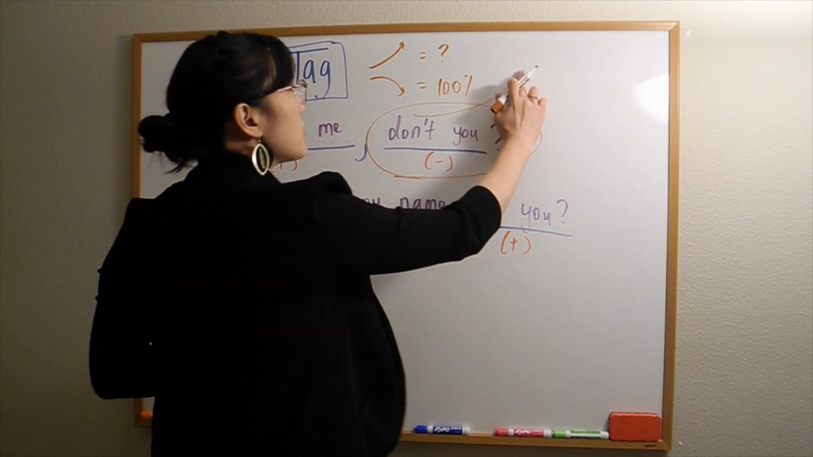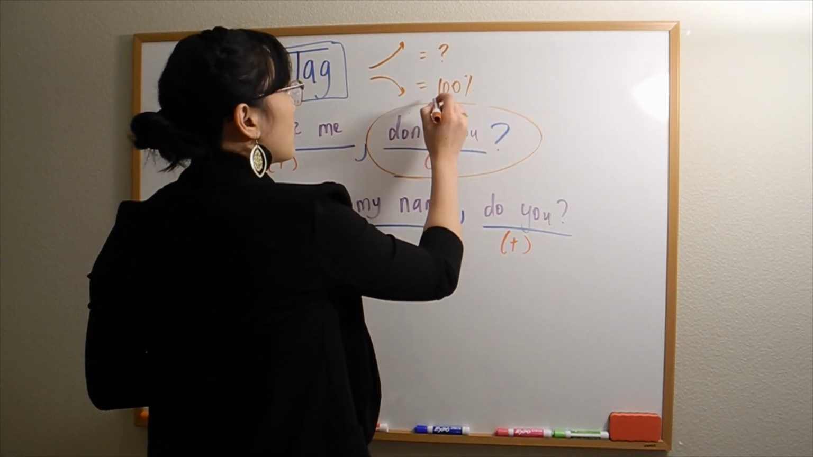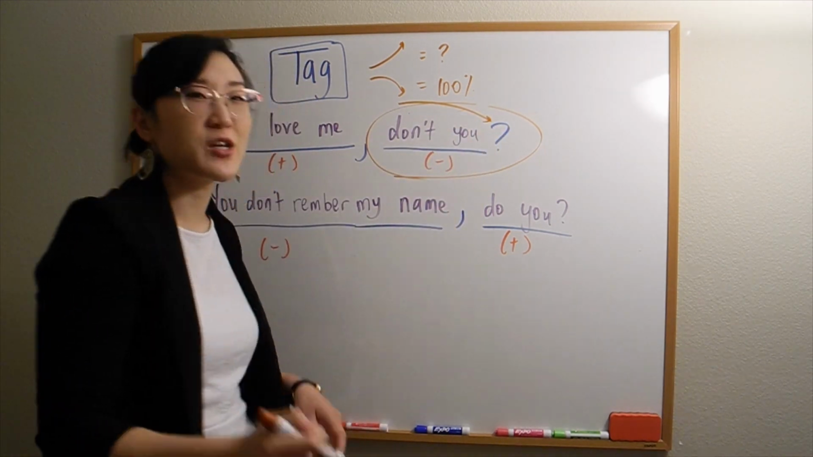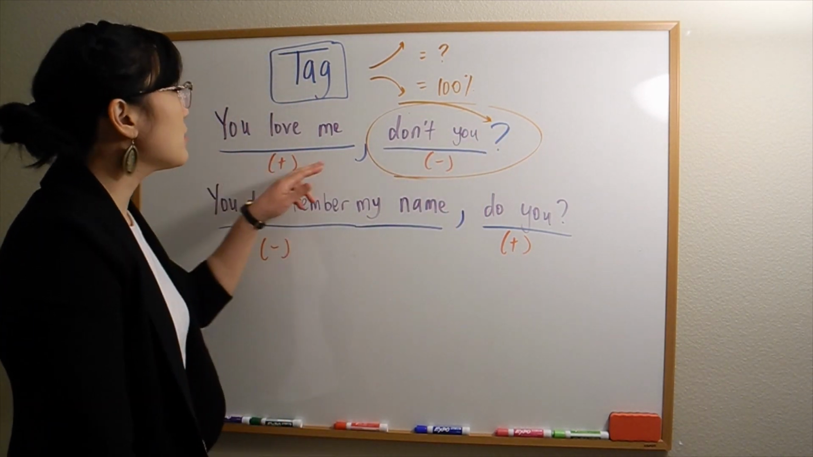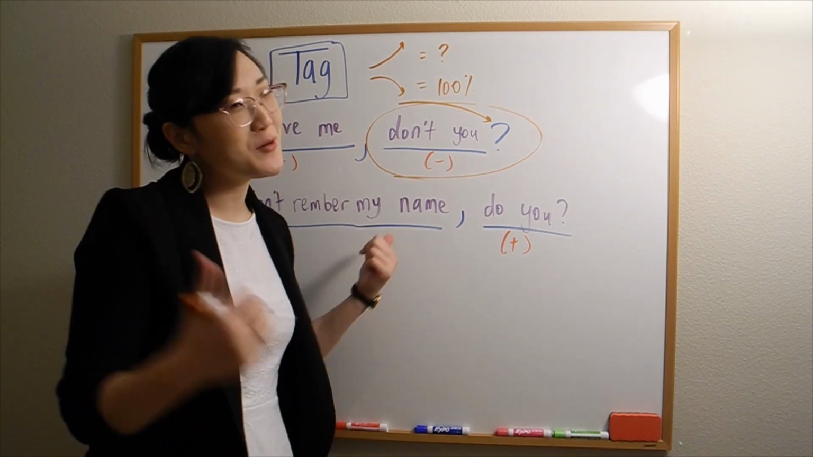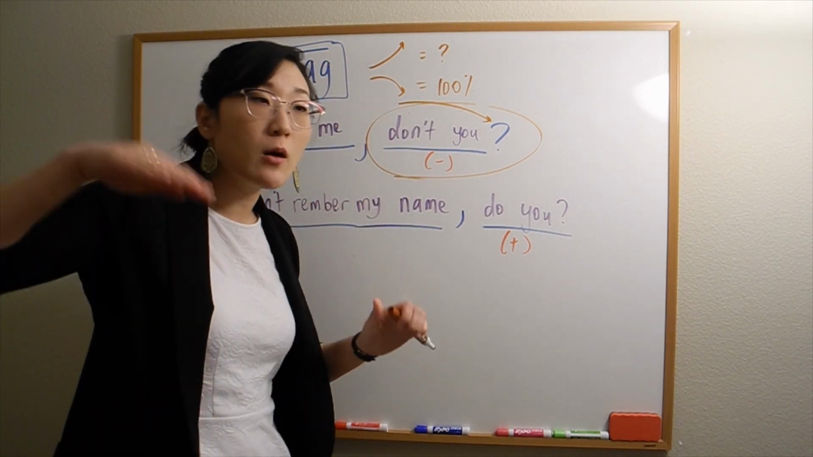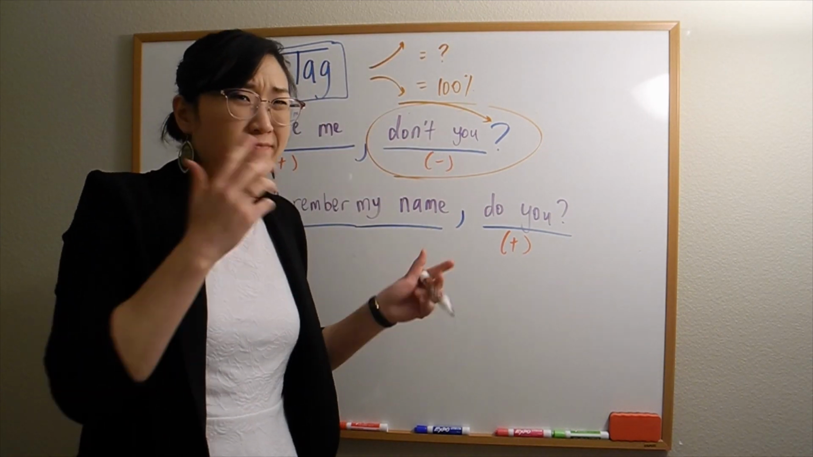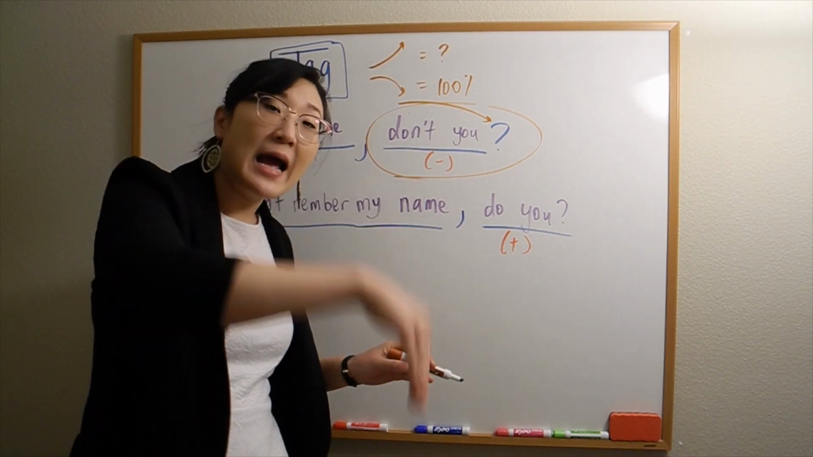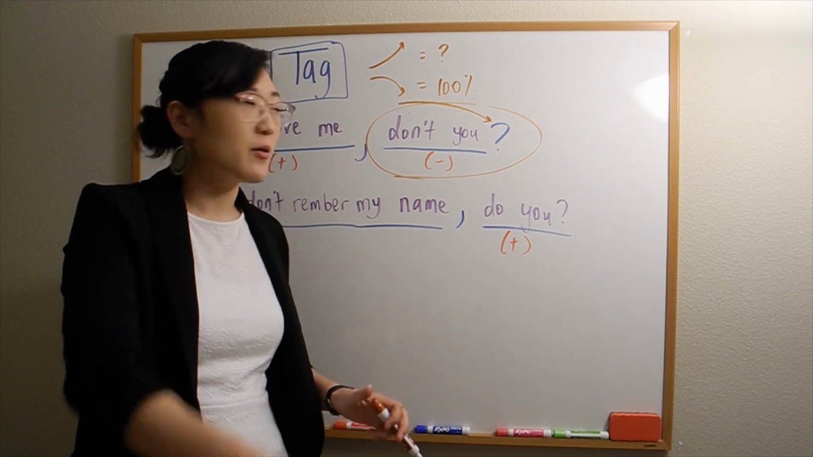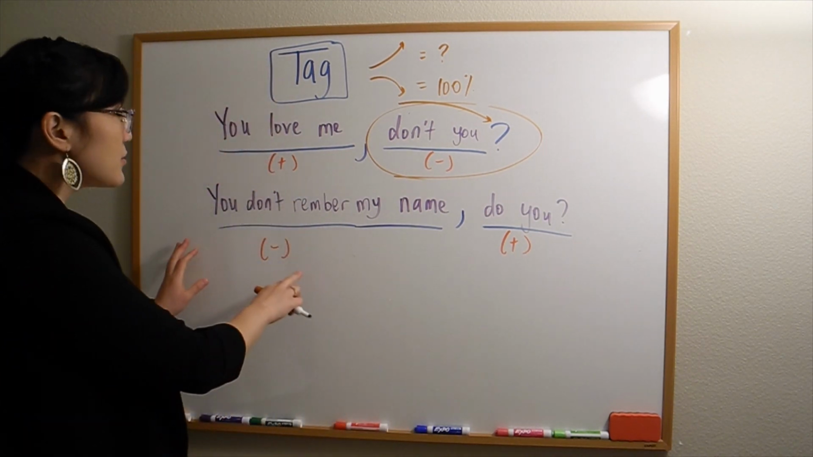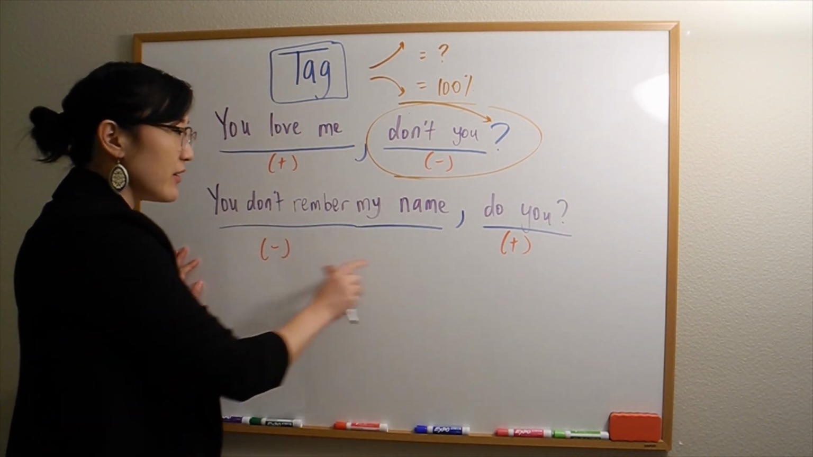But if I choose to change this and I go down, right? You ask your husband, you love me, don't you? You know the answer, right? You're 100%. So when you go up, you're like, I don't know. If you go down, you're like, you know the answer, okay? So you can do the same thing with the negative and positive.